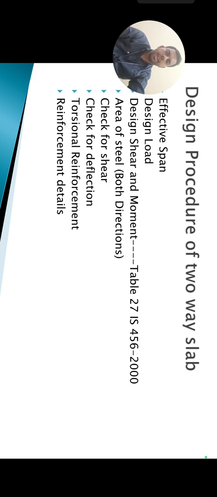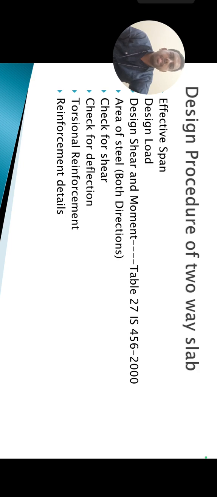Along the x direction you get one value, and along the y direction you get a different value. After finalizing the Ast, you have to check the minimum area of steel, which depends on the type of steel: 0.15% of the cross-sectional area and 0.12% of the cross-sectional area. Minimum reinforcement of 0.15% of the cross-sectional area should be provided for Fe 250, that is mild steel, and 0.12% of the cross-sectional area for deformed bars, that is Fe 415 bars.